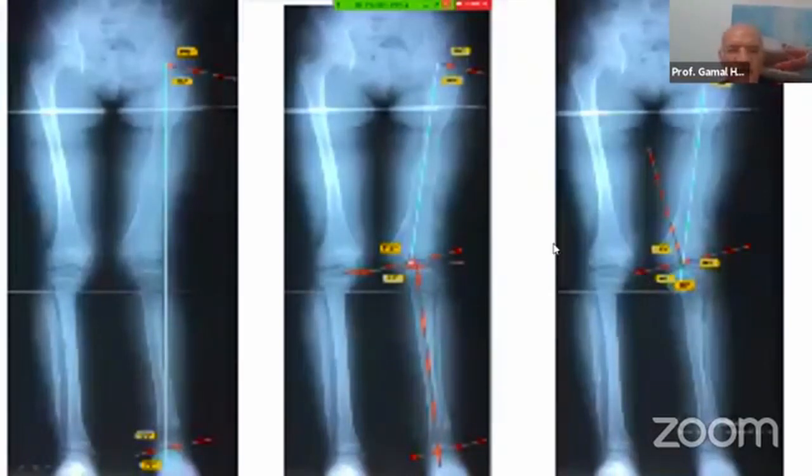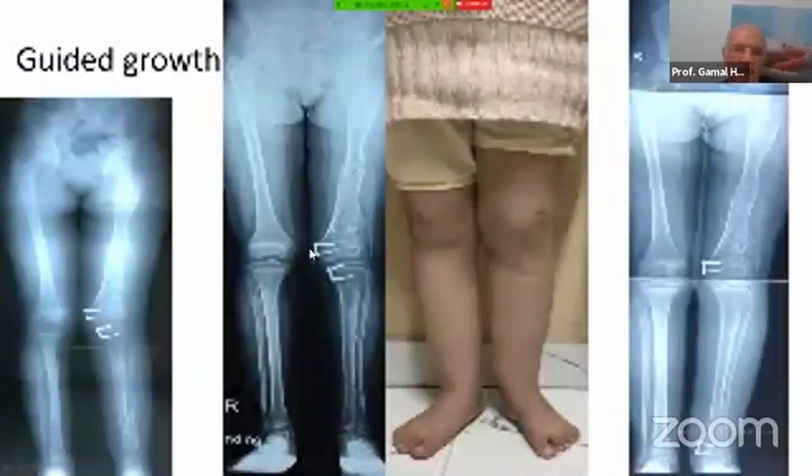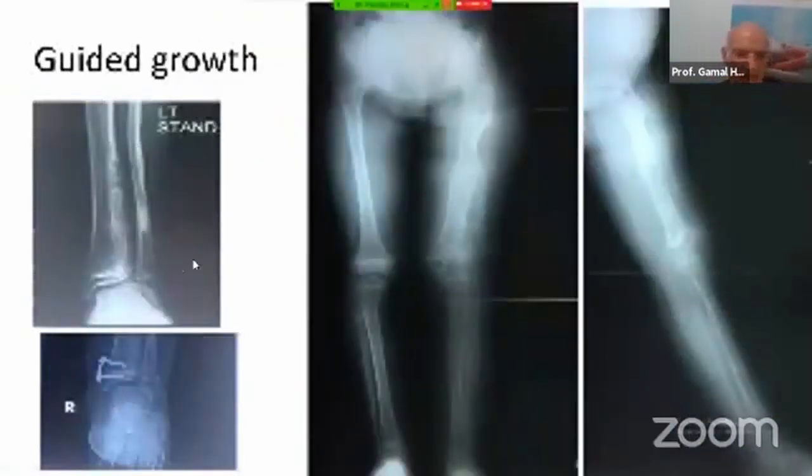So we put 8-plate, or guided growth principle, to the lower femur and the upper tibia, and you see we had correction or overcorrection of the deformity. See the correction? It's even an overcorrection. Then we started to have valgus deformity at the ankle, so we put guided growth principle to the ankle too. So we used 2 methods of correction. We used the Ilizarov external fixator and lengthening. Then we used the guided growth principle.